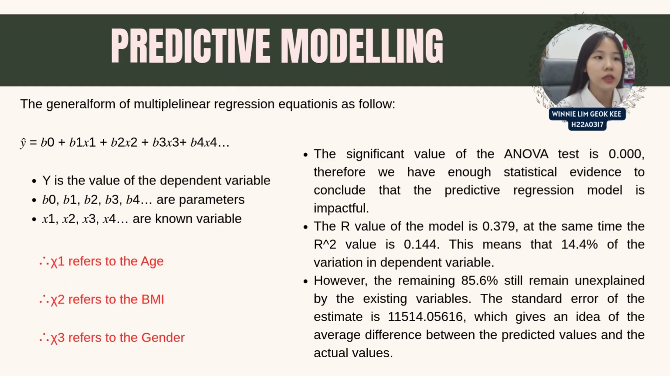Therefore, we have enough statistical evidence to conclude that the predictive regression model is impactful. The R value of the model is 0.379. At the same time, the R2 value is 0.144. This means that 14.4% of the variation in the dependent variable is explained. However, the remaining 85.6% still remains unexplained by the existing variable. The standard error of the estimate is 11414.05616, which gives an idea of the average difference between the predicted value and the actual value.